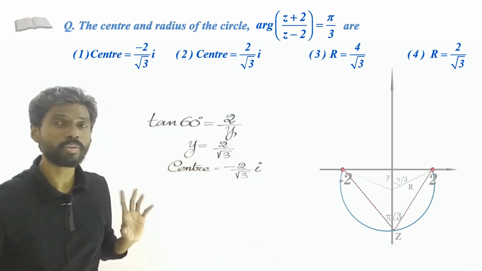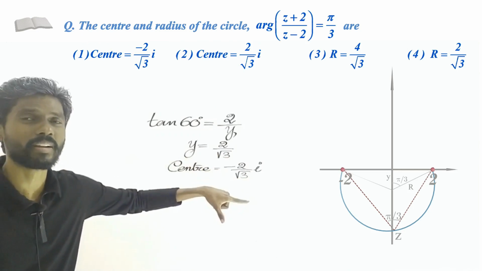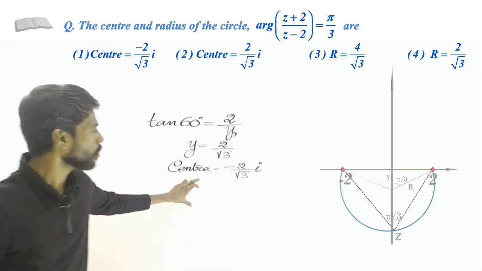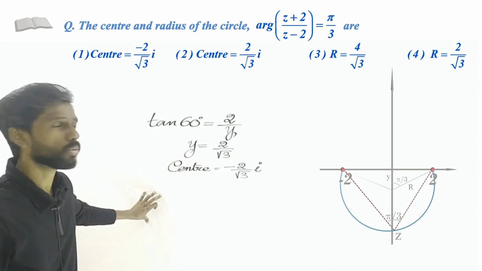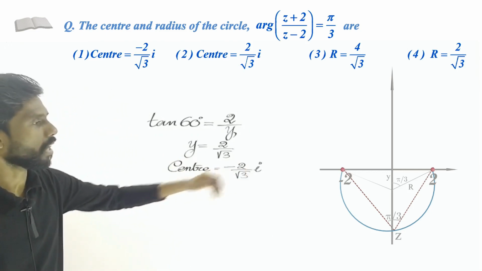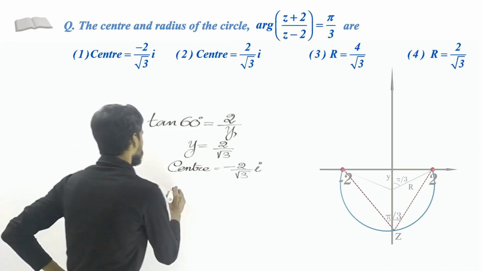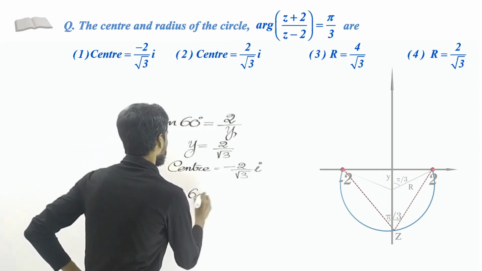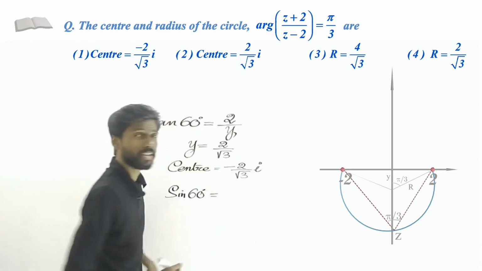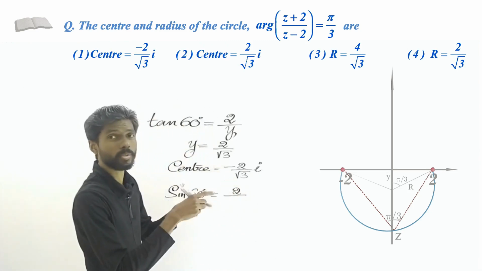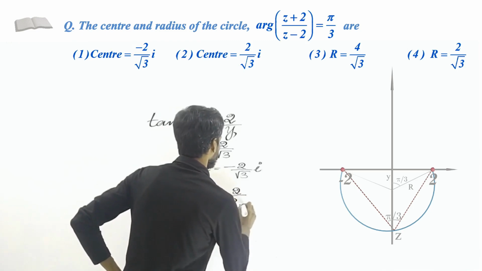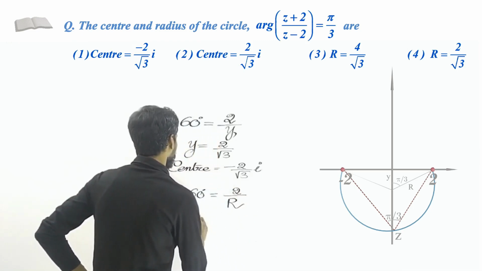So that is done. Now we have to find the radius. So the radius is the hypotenuse of the triangle, right? So the hypotenuse can be easily found. To find the hypotenuse, you can use Pythagoras theorem, or we can again use trigonometry. So you can find sine theta, sine 60 degrees. So what is sine 60 degrees in that triangle? Opposite side, which is 2, divided by the hypotenuse, that is the radius. So that will give you our required radius.